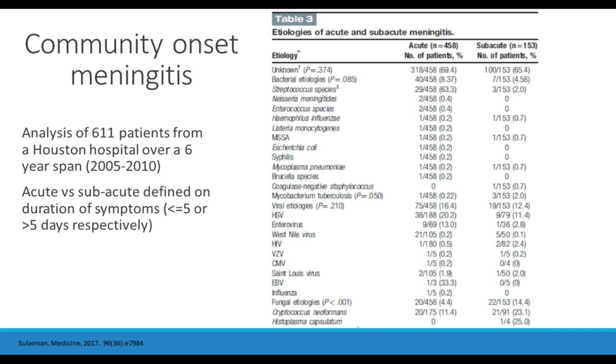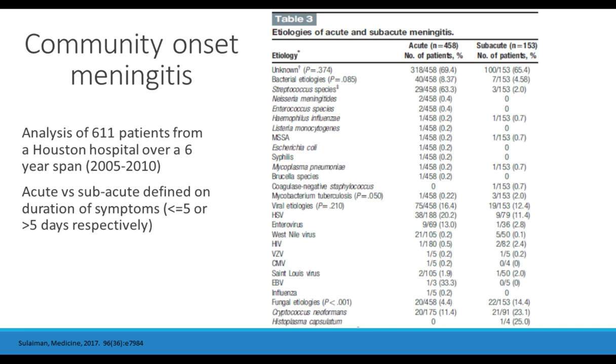So, what I was alluding to earlier about how frequently the etiology is unknown, here's a much more common figure. So at the top line, you can see that our unknown percentage is around 70% for the acute patients and about 65% for the subacute patients. So again, a vast majority of cases do not have a defined etiologic agent for community onset meningitis.